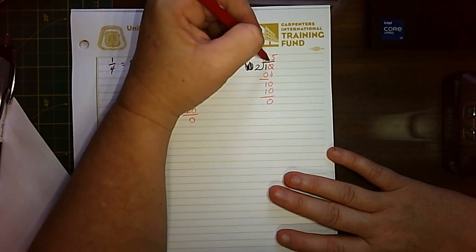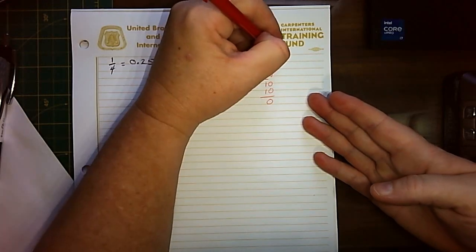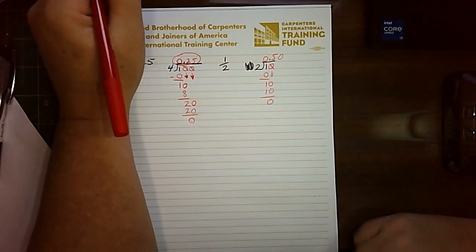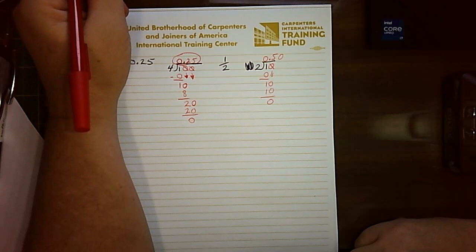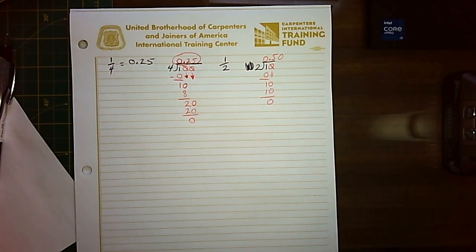So 0.5, or if this was money, throw that placeholder of a 0 in there, 50 cents. Okay, does that make sense so far? Kinda? Clear as mud?